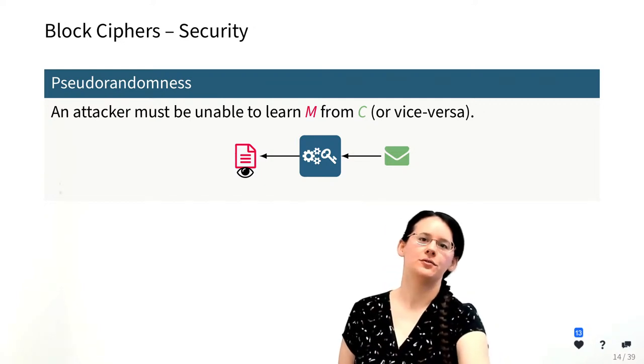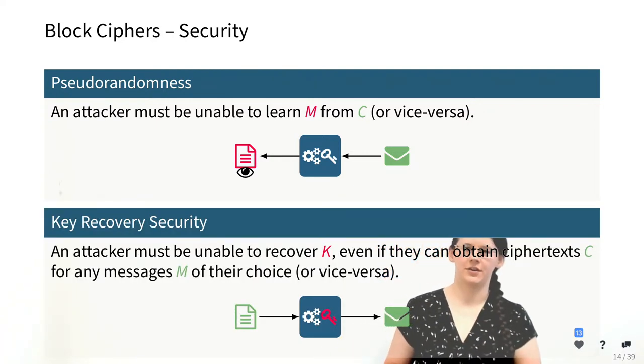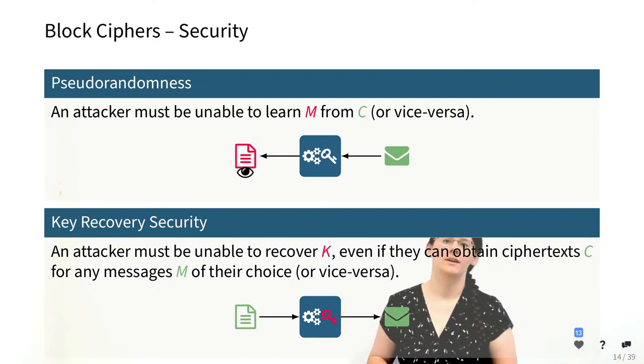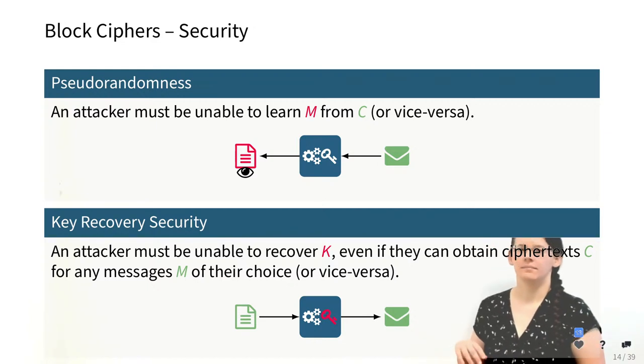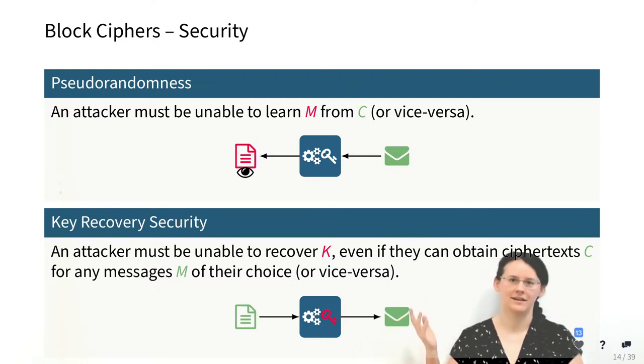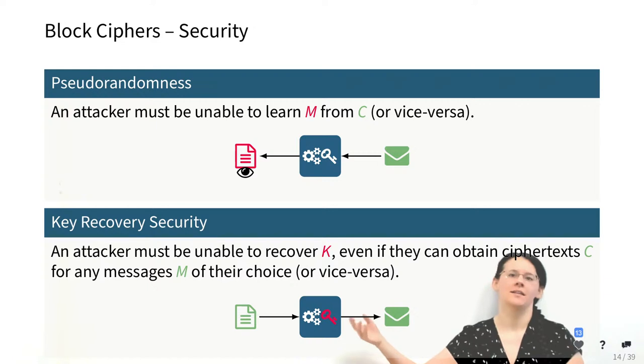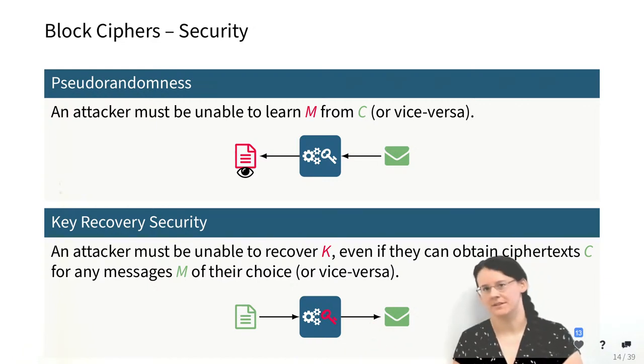The other property refers to the additional input, namely the key. This property is called key recovery security, which we already saw in the quiz earlier. What it says is that an attacker must be unable to learn the key or information about the key, even if they can obtain ciphertexts for any message of their choice. So, for example, if they're able to choose plaintext in a chosen plaintext attack and then get from an oracle the corresponding outputs, even if this is possible for many, many plaintexts, and even if they can do the reverse as well, so they have an oracle that tells them, given a ciphertext, the input, they're still not supposed to learn anything about the key from this information.